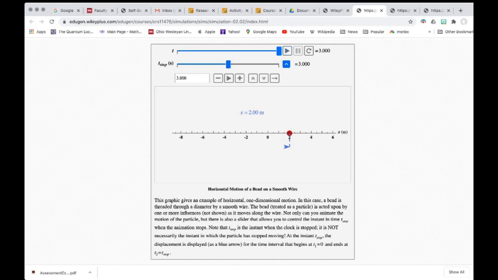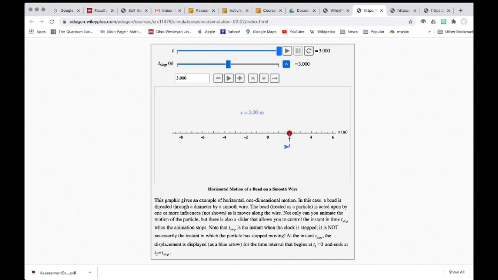So if I slide this slider back and run it again, I can see that it travels to the right a distance a little more than 2 meters because it goes from x equals 2 to x equals 4. And then it travels back that same distance to get back where it started. So the distance traveled is a little more than 4 meters, but the displacement is 0.